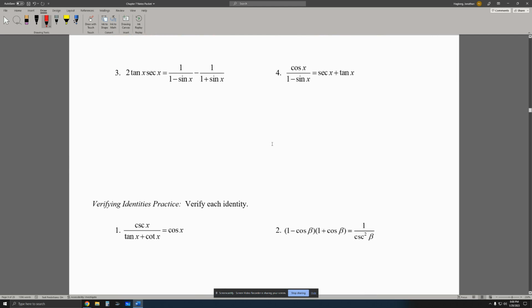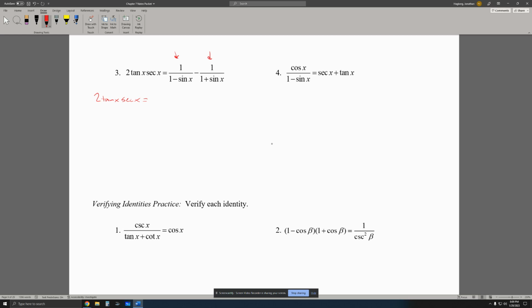All right, so for this one, I'm looking at this, and to me, the right-hand side looks a little bit more complex. I'm going to go ahead and simplify the right-hand side and try to get the left-hand side. So we have 2 tangent x secant x, and this is equal to, if I wanted a common denominator here, I'm going to multiply this left-hand term by 1 plus sine x over 1 plus sine x, and I'm going to multiply this right-hand term by 1 minus sine x over 1 minus sine x. So clever forms of 1 here.